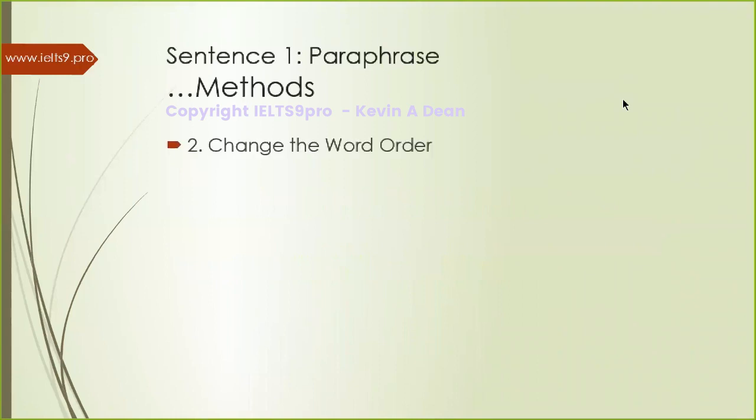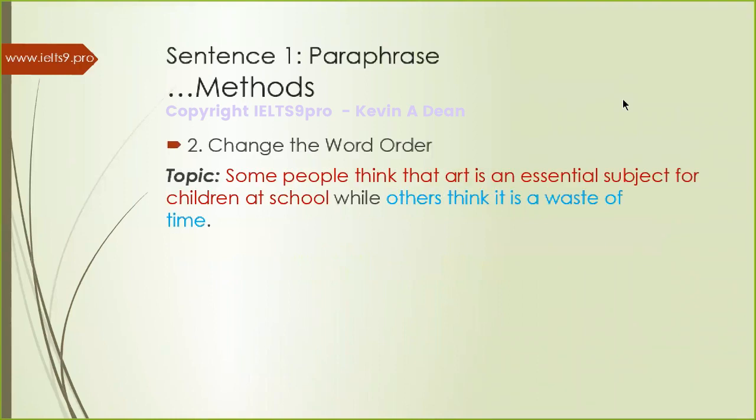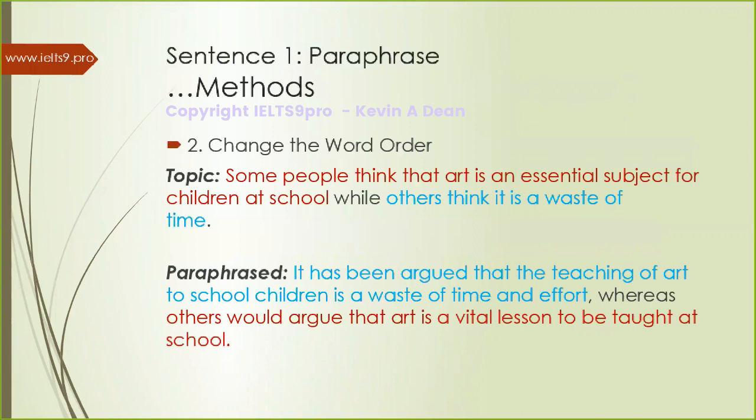Now, the second is to change the word order. Put the subordinate clause to the main clause, change it around from back to front, etc. So if you look at this one, so it's a waste of time is at the back. Art is an essential subject. You simply change it around, change the order. That would do fine.